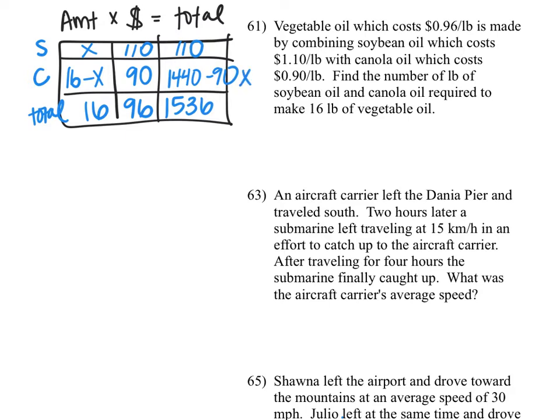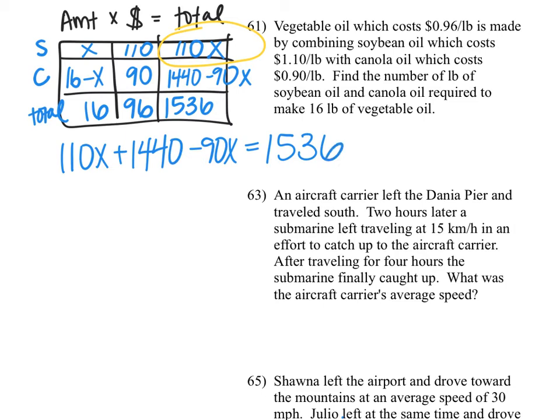Oh, and I just realized I made a mistake here. At the very top, if you take a look right here, I should have added that X. So let's add that X right now. Now I have enough information to start writing my equation. So I have 110x plus 1440 minus 90x equals 1536.